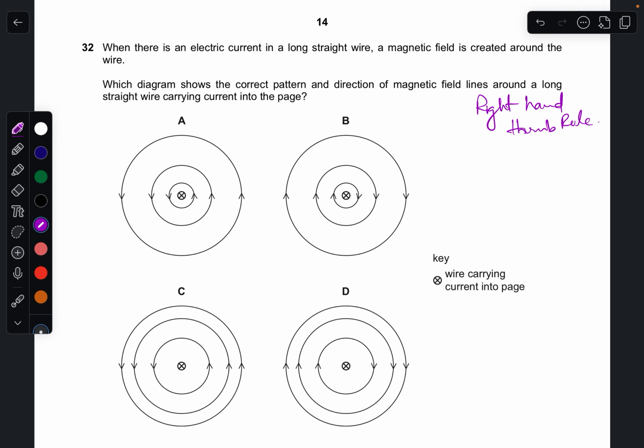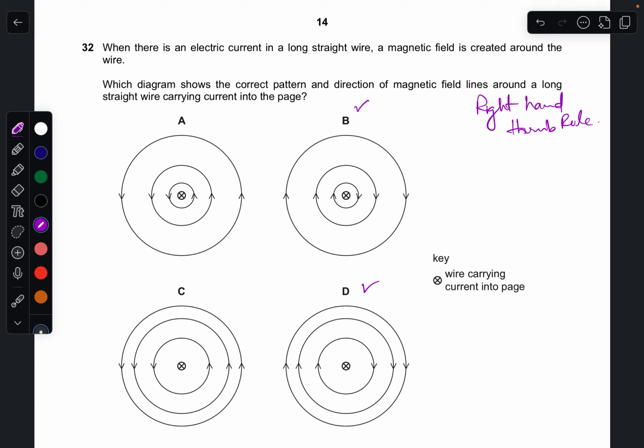Okay, the thumb will point towards the direction of the current. So current is inward into the page, cross shows into the page, right? So there are two options that you will shortlist, option B and option D. They both are showing the clockwise rotation.